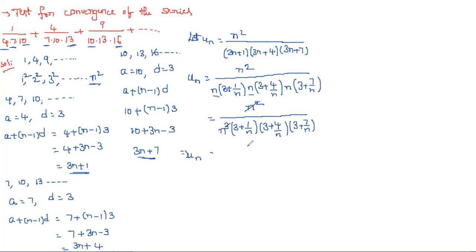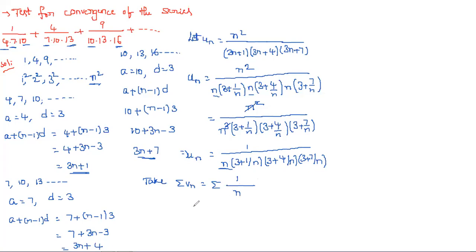What about un? 1 by n into (3 plus 1 by n), (3 plus 4 by n) into (3 plus 7 by n). This is un. Okay, now we have to take Vn. So Vn, how will we get it? We have to choose from un only. In the numerator what we have? Only 1. And here it is having n, so we choose 1 by n. So take Vn is equal to 1 by n.